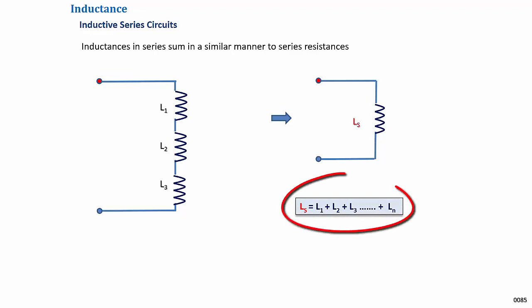The highlighted formula shows that where there are a number of inductors connected in series, they may be replaced by an equivalent inductor, Ls, where Ls is equal to the sum of the individual inductors.